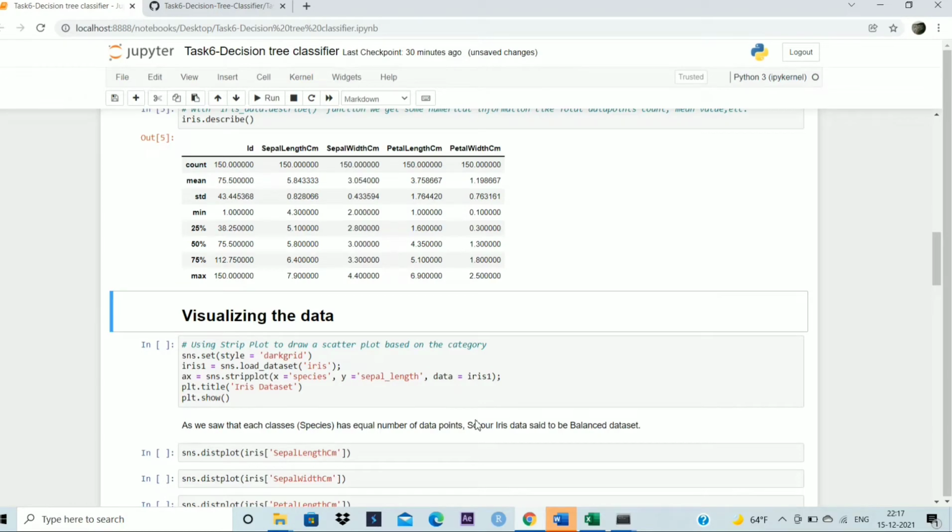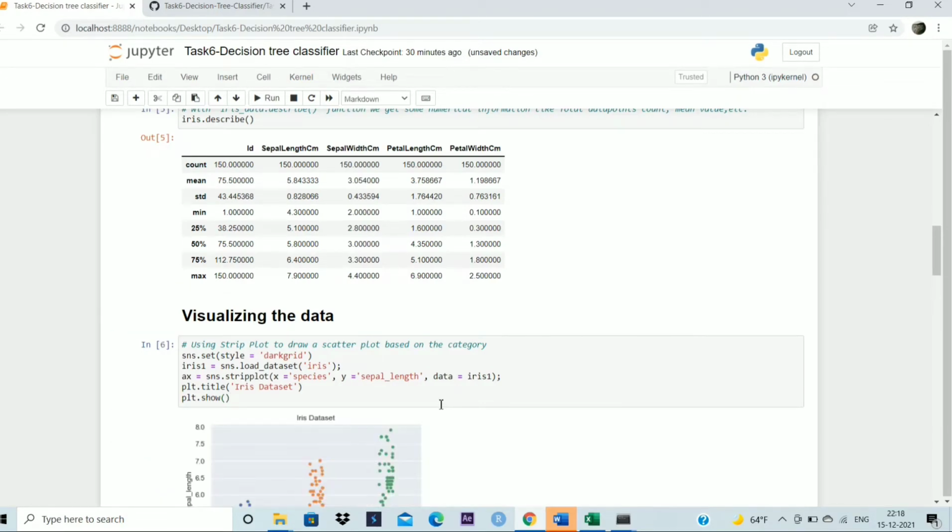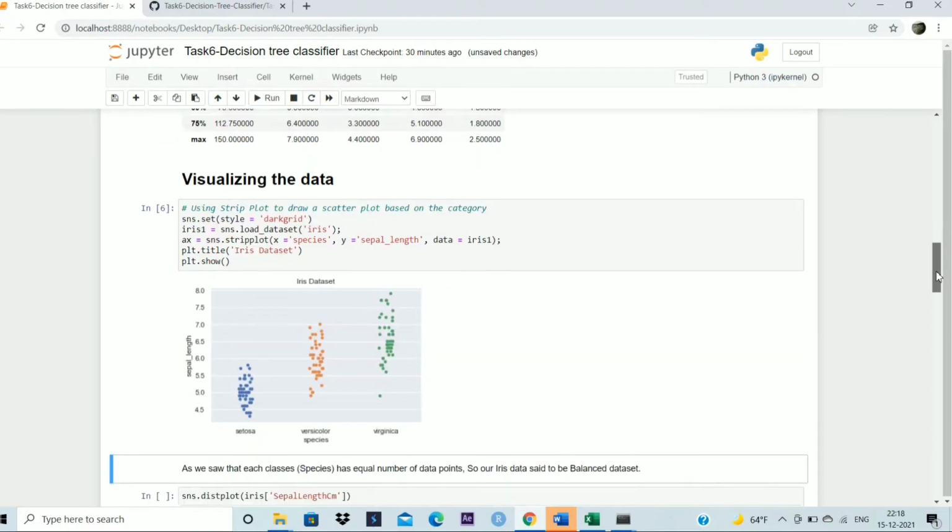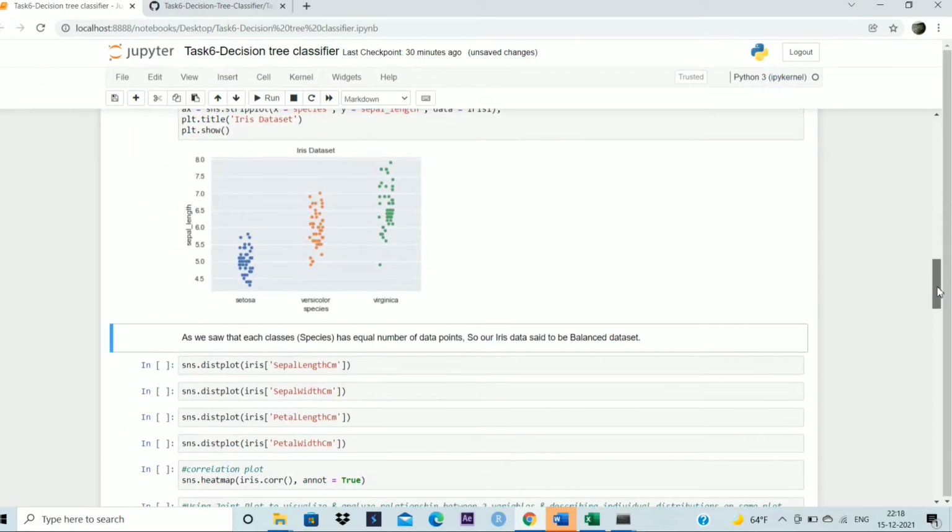Then we visualize our data using a strip plot like that, so that we can see that each class of species of flowers has an equal number of data points. So our iris data is said to be a balanced data set.